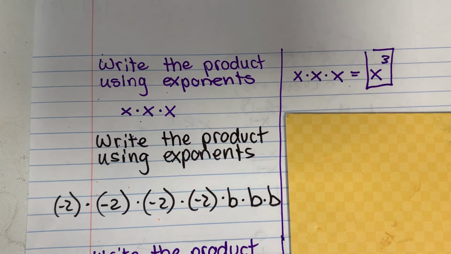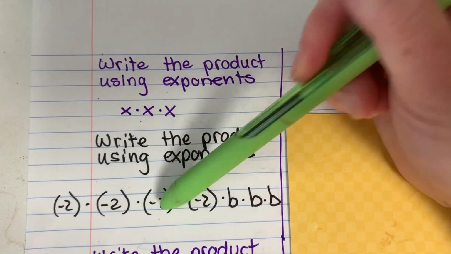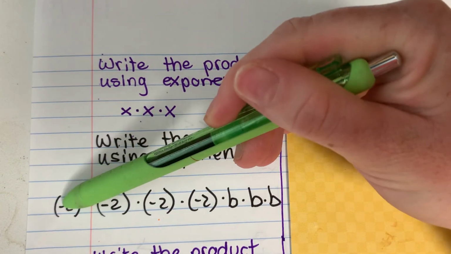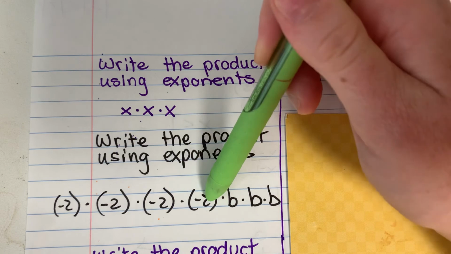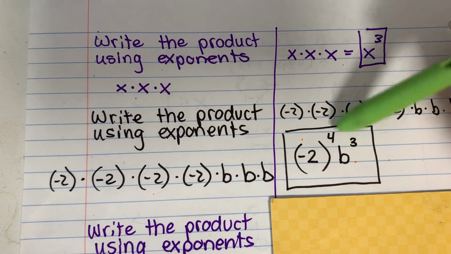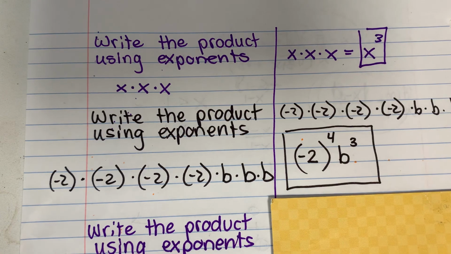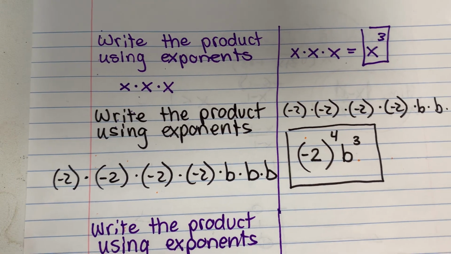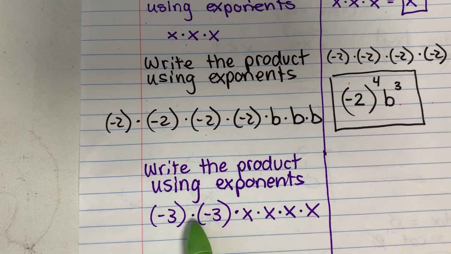Write the product using exponents here. You see we've got some variables and some numbers. Since there are parentheses, that means negative 2 is my base. How many negative 2's do we have? 1, 2, 3, 4. So, negative 2 to the 4th. How many b's do we have? 1, 2, 3. So it's b to the 3rd. Okay, the last one is for you. Write the product using the exponents. We've got negative 3 times negative 3, x, x, x, x.